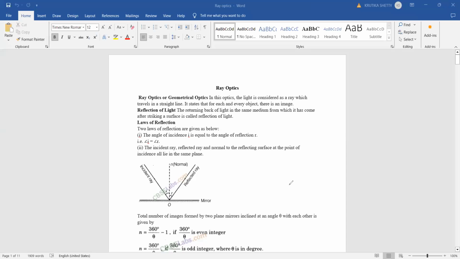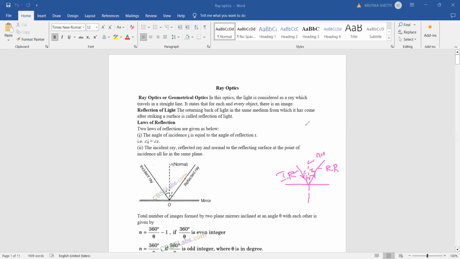So we have learnt this in 10th class also. When the light ray is incident on the surface, it will bounce back in the same medium. So this is called what? Reflection of light. Okay. Suppose I draw the perpendicular to this, this is called the normal. This is called the incident ray. This is called the reflected ray. This angle we call the angle of incidence. This angle we call the angle of reflection. So this is the reflection phenomenon.